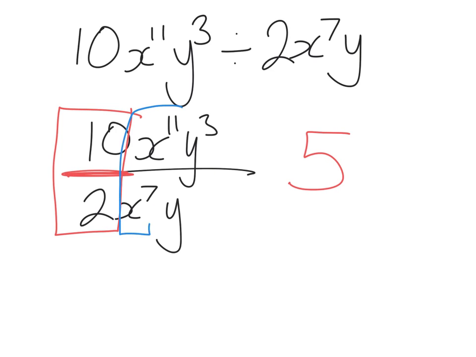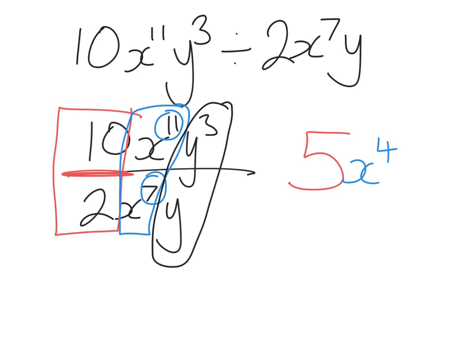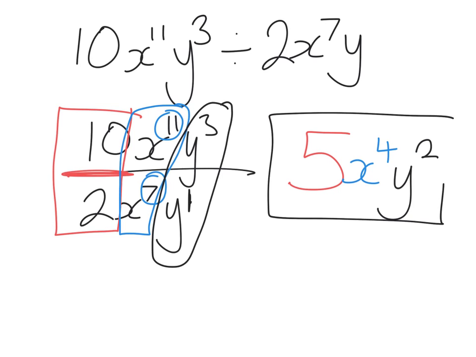x to the power of 11 divided by x to the power of 7. We subtract the indices, x to the power of 4. y cubed divided by y. Don't forget, there's a 1 there. y cubed divided by y to the power of 1 is y squared. And that would be what you'd end up with. Have a go at the exercise.